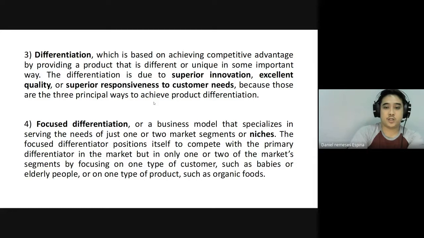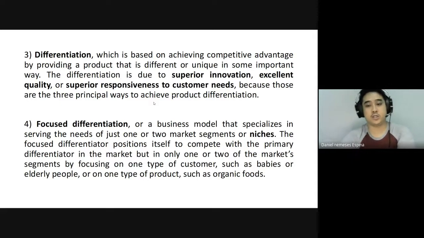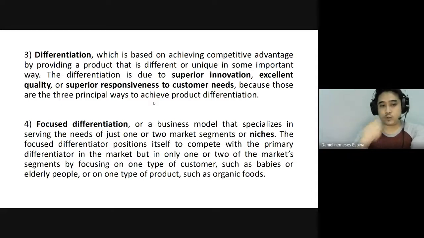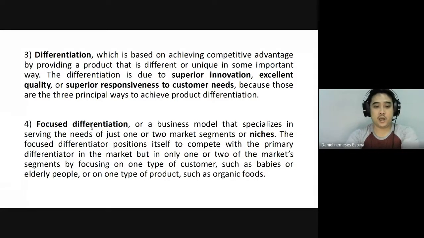Focus differentiation is a model that specializes in serving the needs of just one or two market segments or mga niches. Okay, so that's why it's called focused kay dili sa tanan tao nimo na siya gina implement but only for one or two market segments lang.